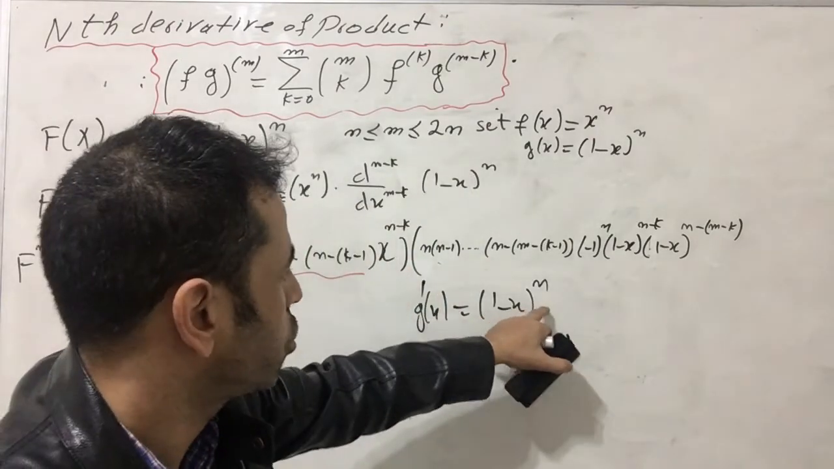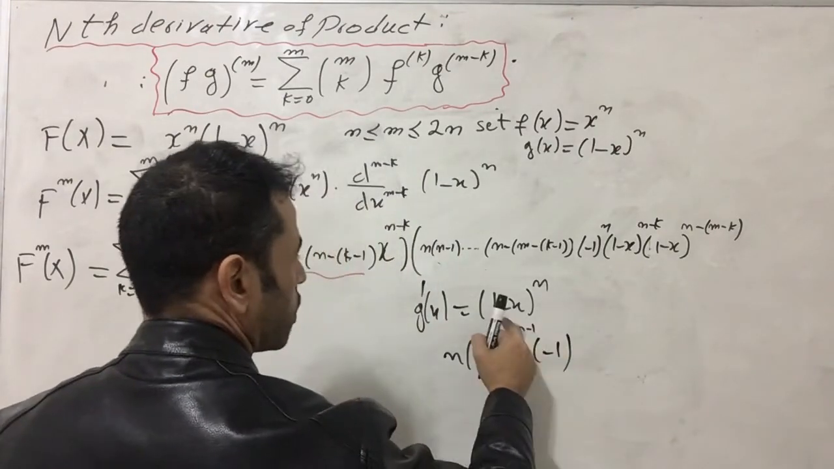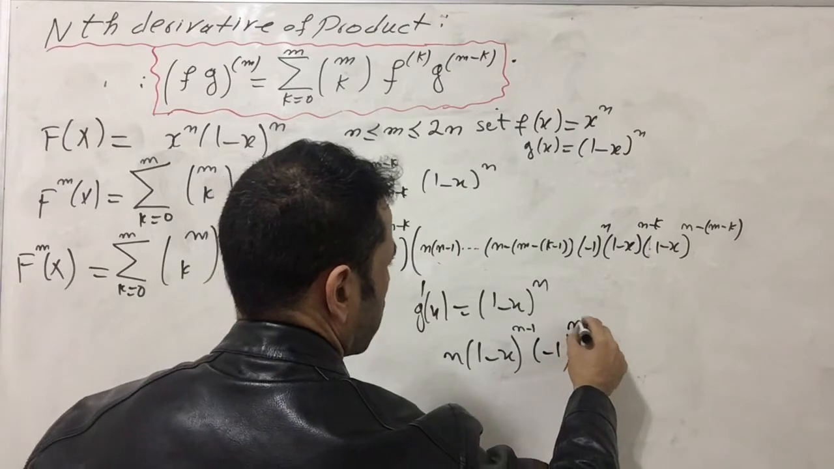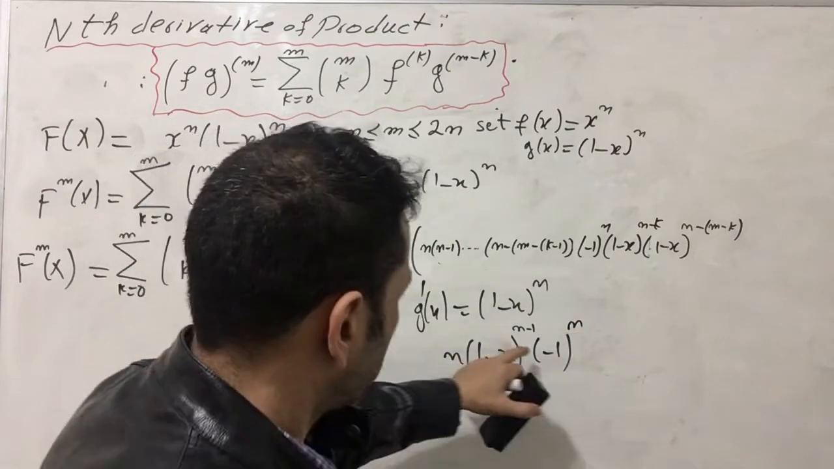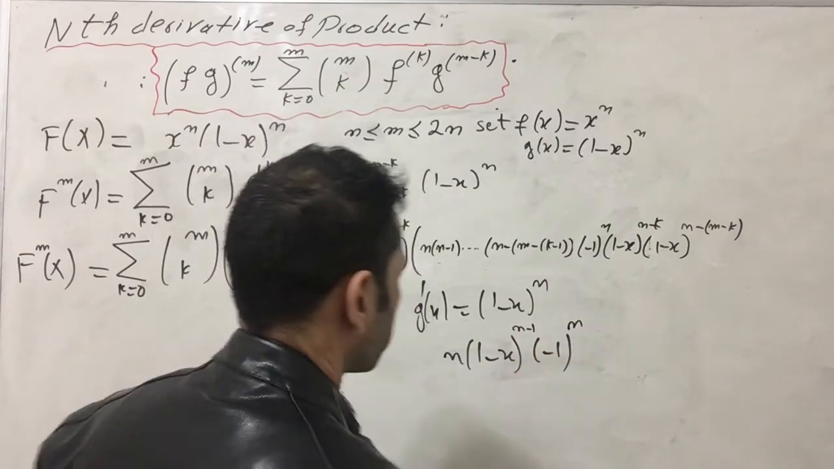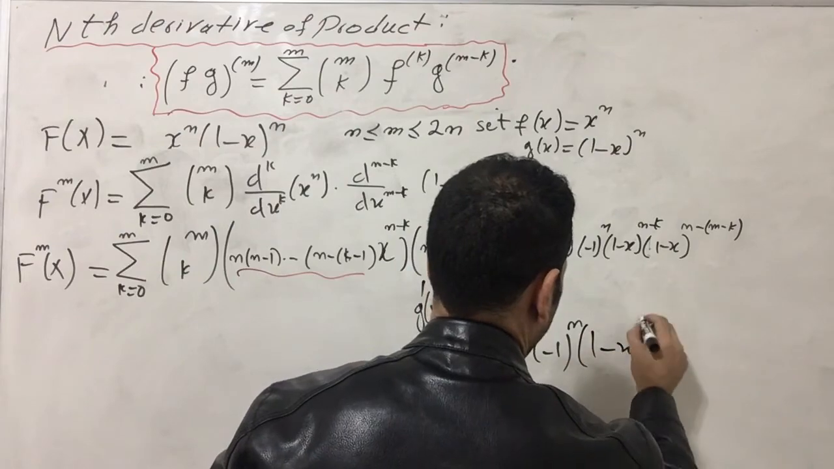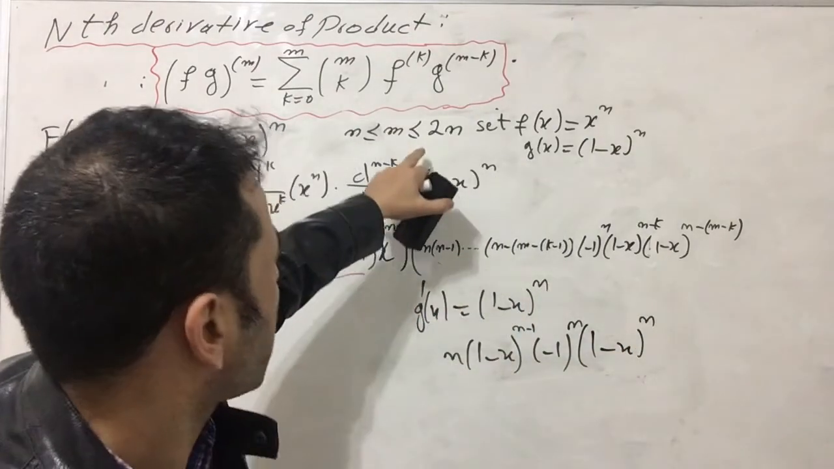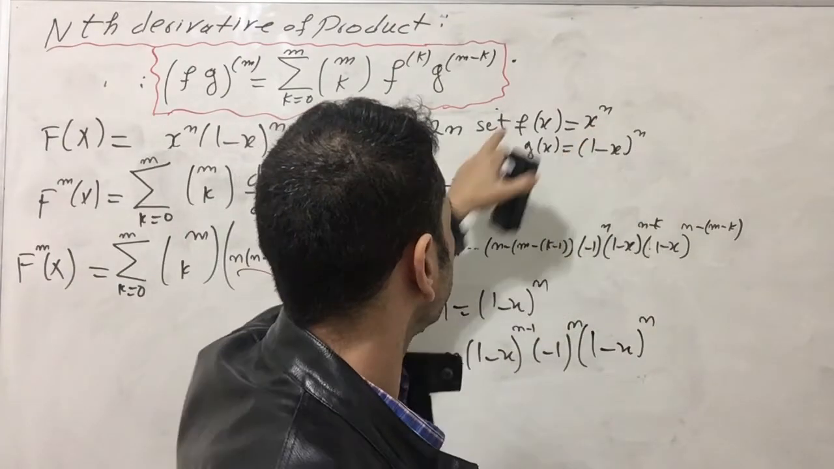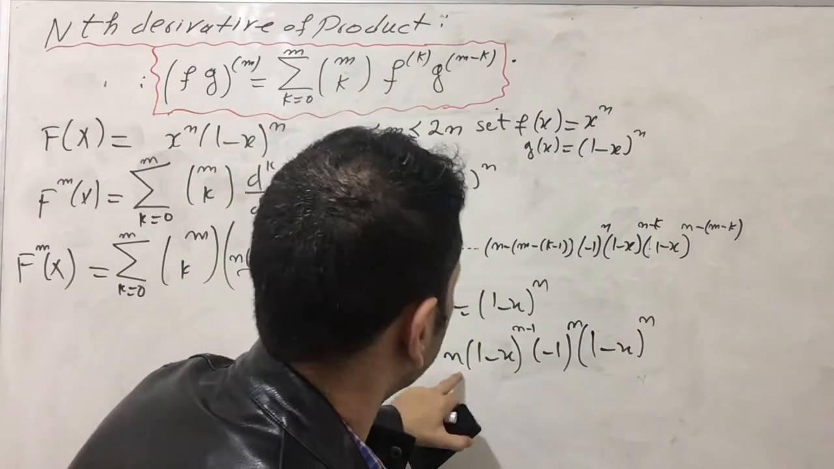When we differentiate this n times, you keep multiplying by minus 1, so you have to put minus 1 to the n. If n is even, it gives you plus. If it's odd, it gives you minus, okay? Then it is multiplied by the original function, which is 1 minus x to the n. But here we have the m minus k order. We always put this order n minus m minus k, which is multiplied by this one.